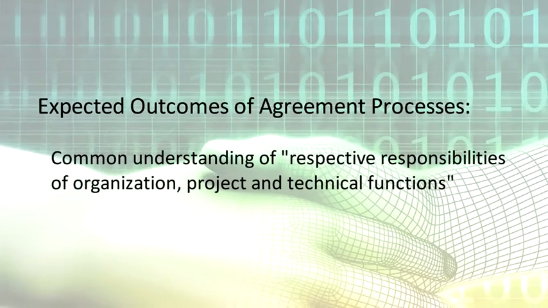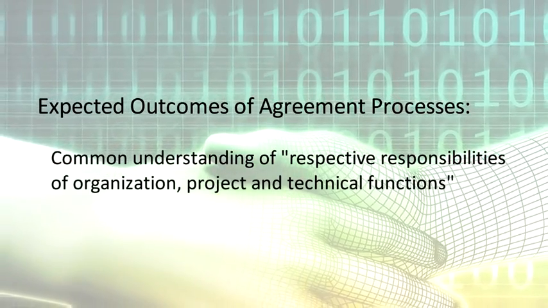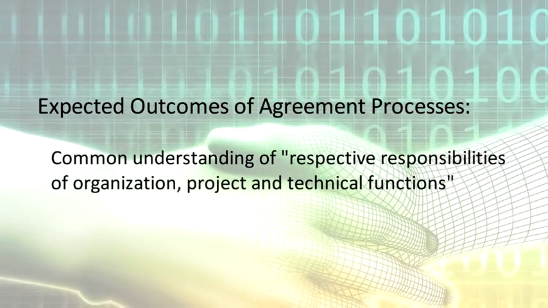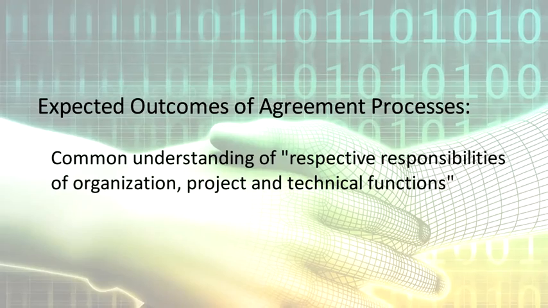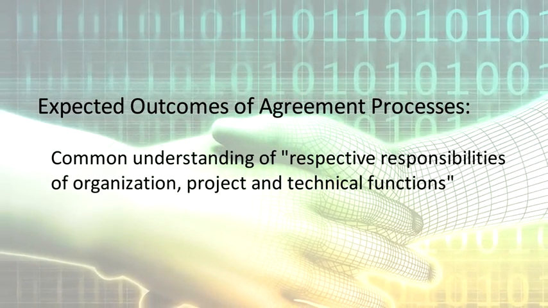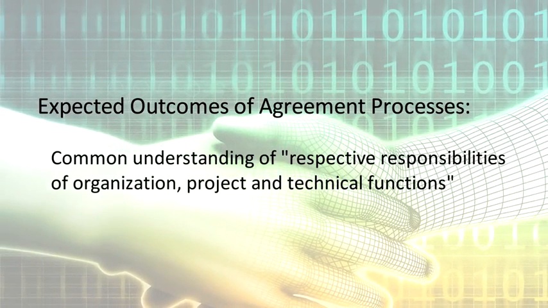The first category is agreement processes. These processes formalize methods of and expectations for agreements between organizations. In situations where groups are in the same organization, less formality may be appropriate. Expected outcomes of agreement processes are common understandings of respective responsibilities of organization, project, and technical functions. This process group contains the following processes: acquisition and supply.